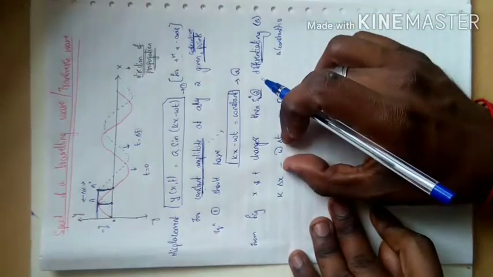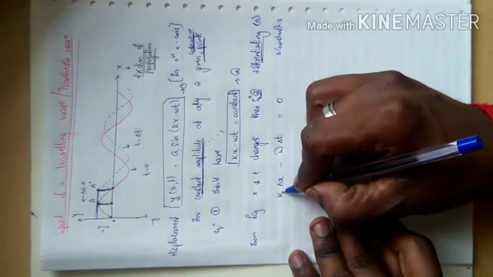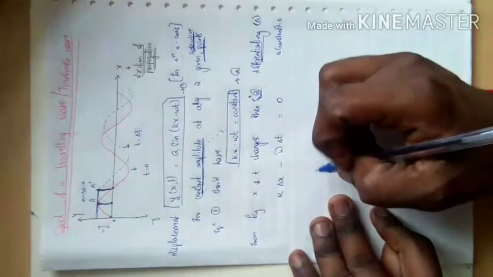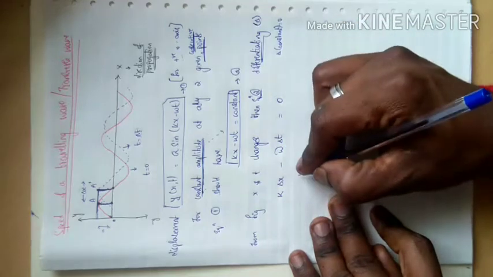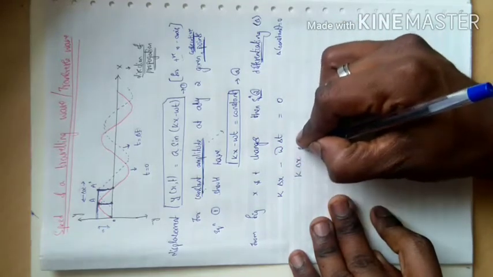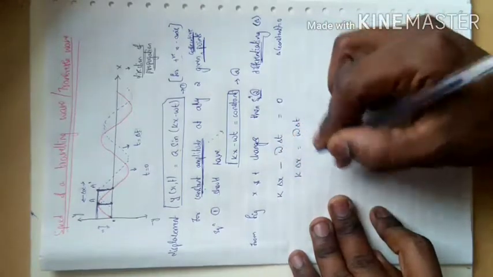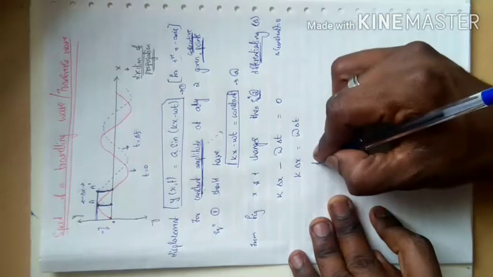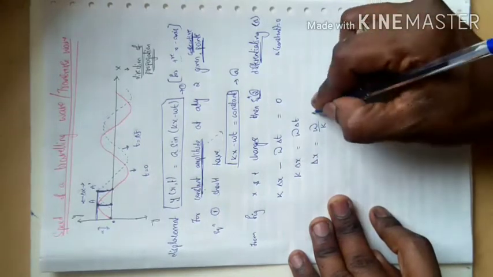This minus omega delta t, shall I send it to the other side? Why is k constant? Because k is equal to 2 pi by lambda, the wavelength remains constant and the wave number is also constant. Therefore, I can write it as k delta x is equal to omega delta t. Minus, if it comes to this side, it becomes plus. Then sending k to that side, delta x is equal to omega by k into delta t.